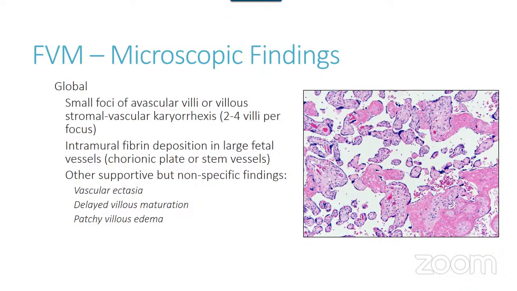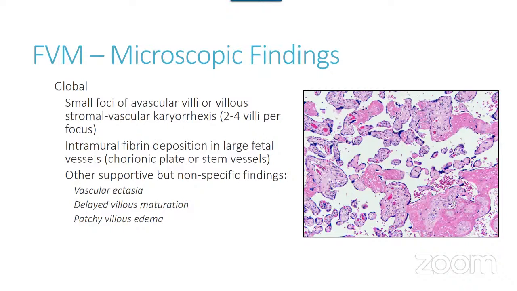The other finding that you see in global pattern FVM is intramural fibrin deposition in the large fetal vessels. And by large vessels, I mean chorionic plate or stem vessels. What these represent is an endothelial disruption due to altered blood flow, and that results in this fibrin that gets deposited in the wall of these vessels. This is different than a thrombus, which we will talk about later in the segmental pattern.